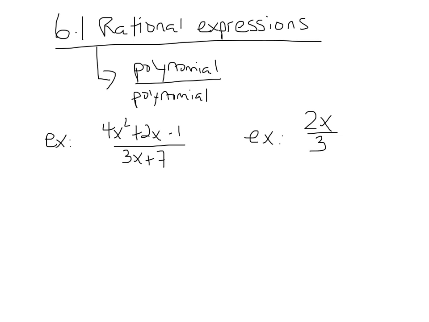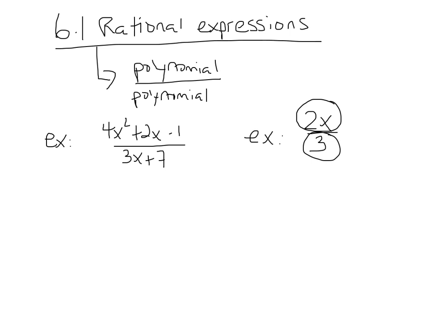Remember, the word polynomial, even though poly means many, the numerator and denominator here we would probably call monomials, but they are still both polynomials by definition. So any polynomial divided by another polynomial, we call that a rational expression.